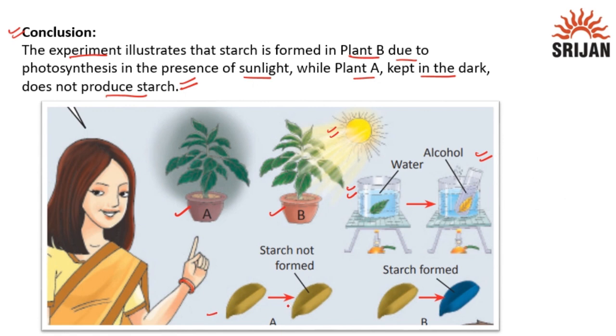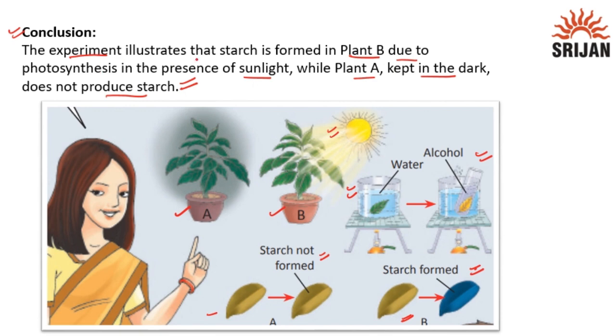So this is leaf A and leaf B. We will put these leaves on a glass plate and pour a few drops of iodine solution. As we can see, in plant A there is no change in color because starch is not formed, while in plant B there is a change in color after pouring a few drops of iodine solution because starch is formed.